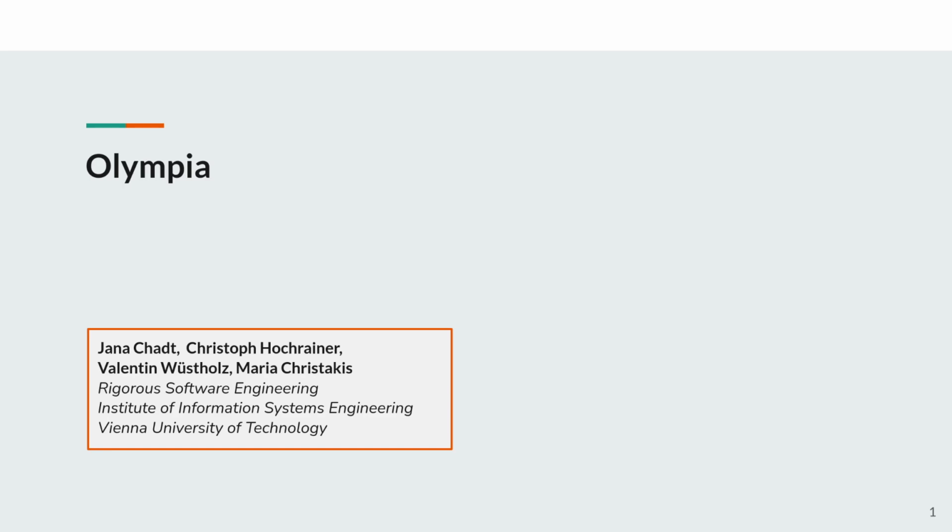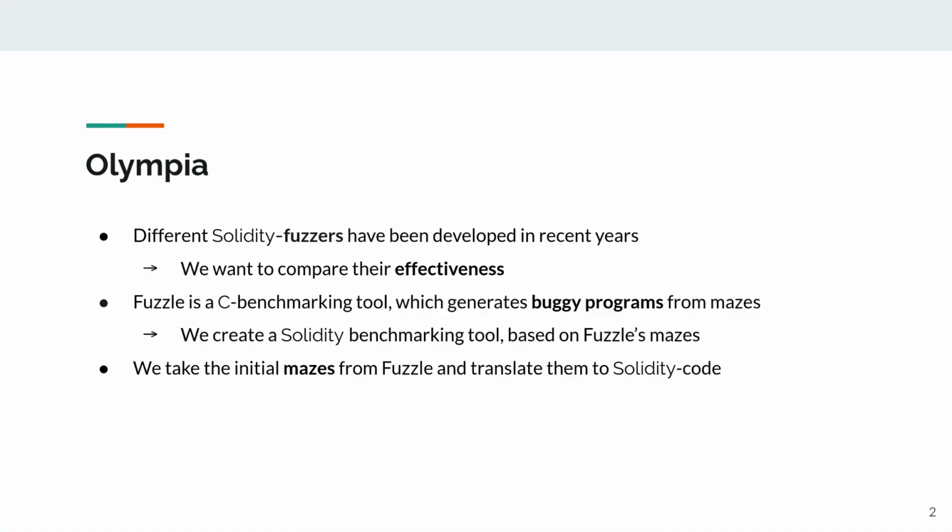In this video, we present Olympia, a Solidity fuzzer benchmarking tool. Solidity is a programming language for writing smart contracts deployed on the Ethereum blockchain. In recent years, many different fuzzers have been developed for finding bugs in Solidity software. We are interested to see which of these fuzzers are the most effective at finding vulnerabilities in our software.